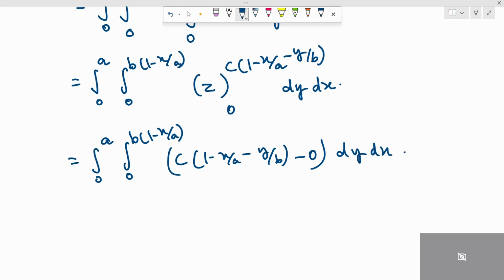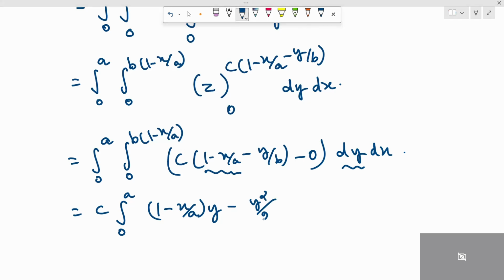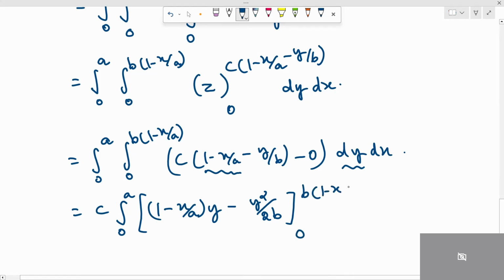dy dx. Here c constant, take outside, and then integrate with respect to y with the limit 0 to b into 1 minus x by a. Here 1 is there, which gives y. Minus x by a is fully constant here, because we are going to integrate with respect to y only. We can write it in the form of 1 minus x by a into y, minus y square by 2 by b, with the limit 0 to b into 1 minus x by a, into dx.